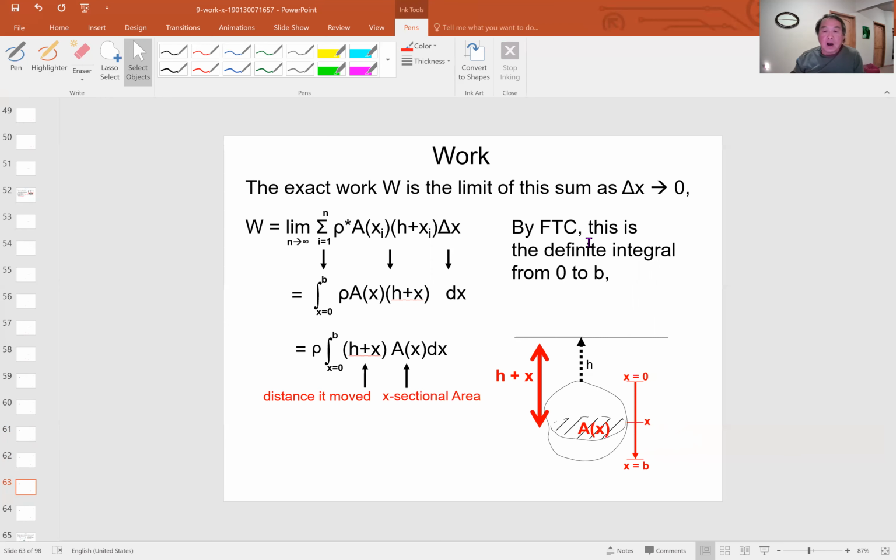And so I get this nice formula for the total amount of work that's required to pump this entire body of water over to the top.